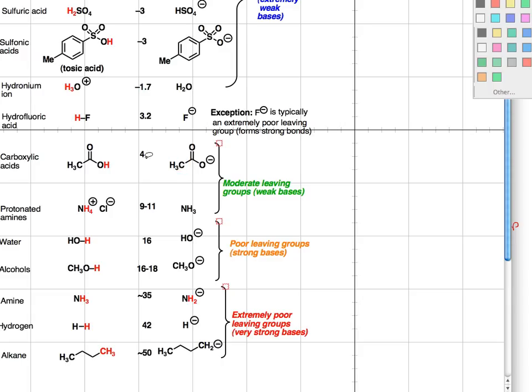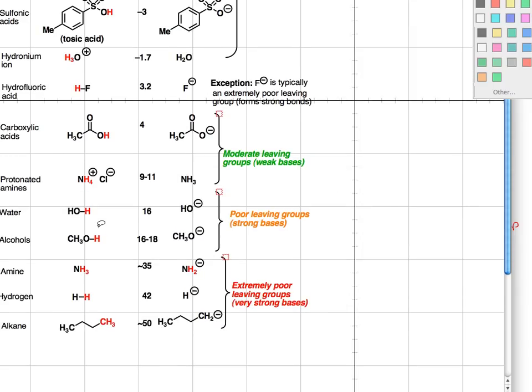In the moderate range, as we go from our strong acids down here, these are sort of our weak acids, so carboxylic acids and protonated amines, and the conjugate bases of these are not as good leaving groups as the previous examples, but they're okay. I mean, this is the acetate ion, and this is ammonia. This is an okay leaving group.